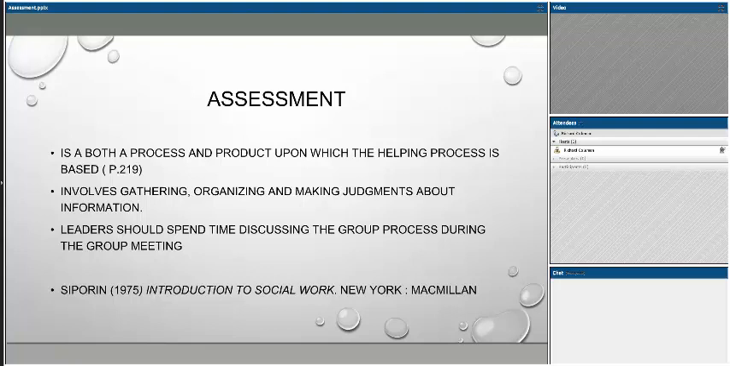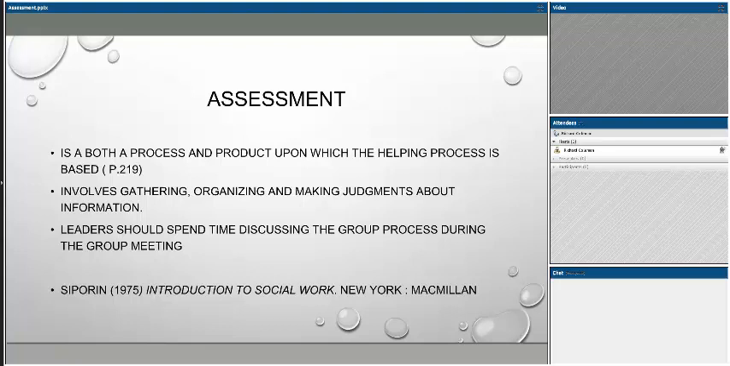Assessment is defined as both a process and a product upon which the helping process is based. And you can find the references for this in the back of your book. But for us, in terms of how we look at the group process, it is still about gathering the information and organizing it and making judgments about it. When you think about the therapeutic format of group, and what it's designed to do, whether it's a task or a treatment group, you have to be able to know along the way whether you are making adequate progress as a group or not. Are you meeting your goals? Are you defining your purpose?